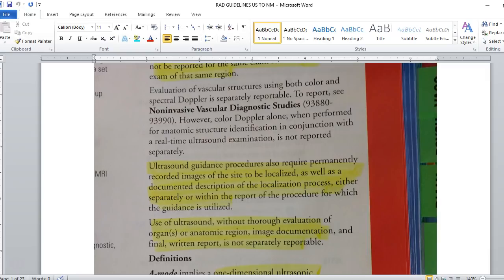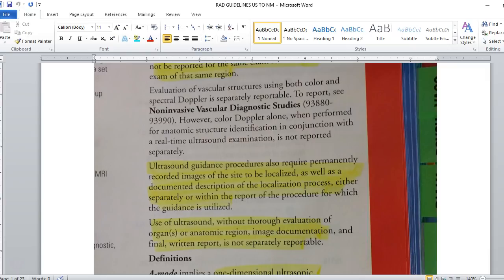There has to be a physical record, whether it is a virtual record that we can put on a DVD or CD, or a static record that we can print out. We have to have a record of everything they do when they're doing ultrasound.